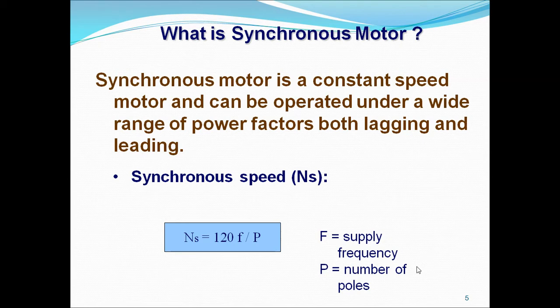Why do we call it a synchronous motor? Because it runs at synchronous speed only. The synchronous speed is the rated speed and the design speed. How is it calculated? It is 120 F by P, where F is the frequency and P is the number of poles. That is the rated frequency and rated speed, and the machine runs only at rated speed. That's why it is called a synchronous motor, which runs at synchronous speed only. Either it will run at synchronous speed or it will stop.